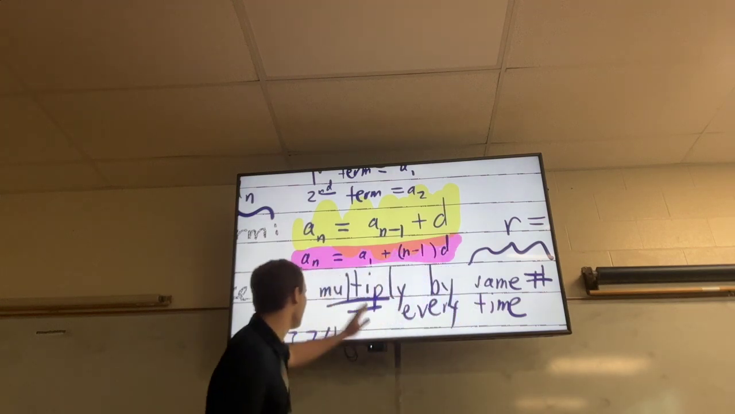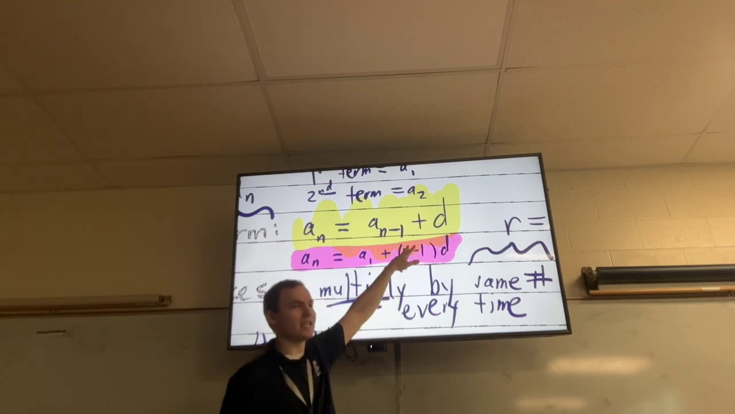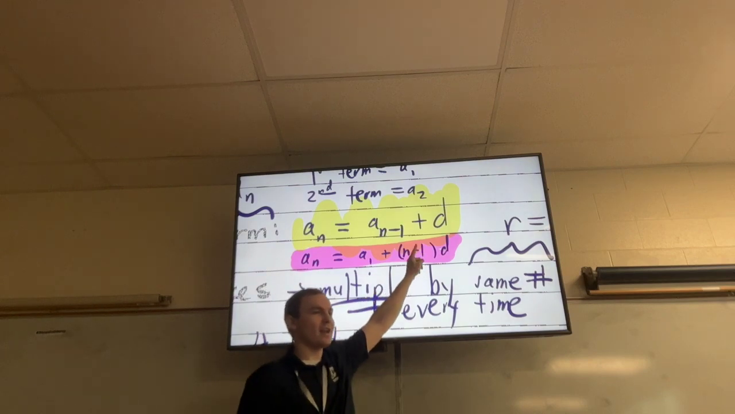Okay, so to get the nth term, I take the first term and I add the common difference to it n minus 1 times, right? So to get like the 50th term, I take the first term and add the common difference 49 times.